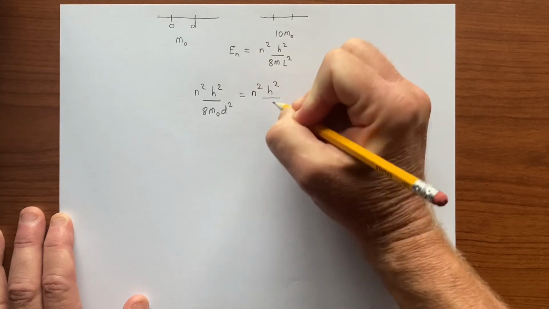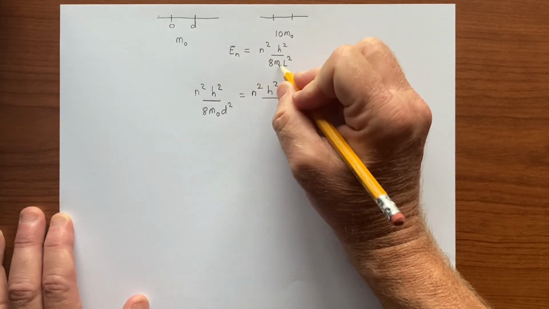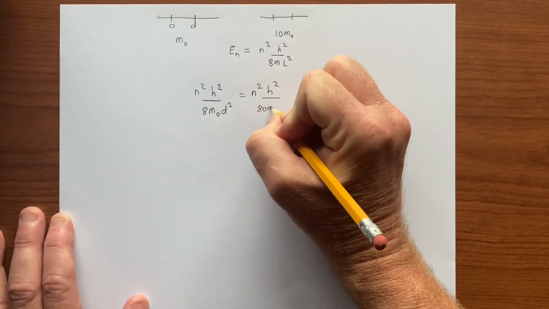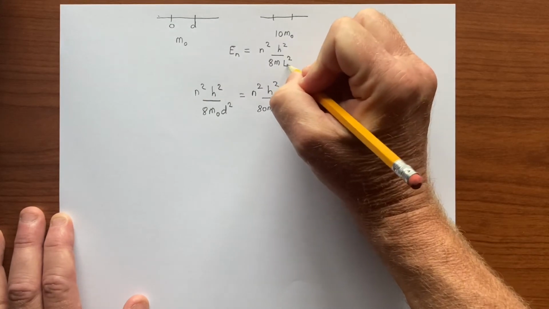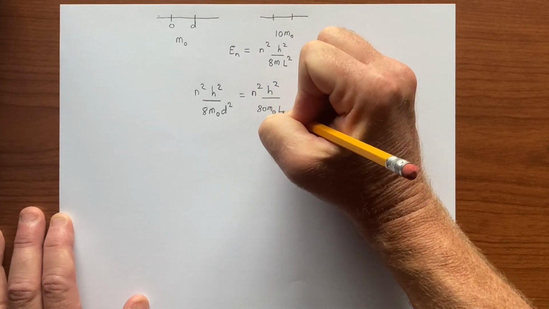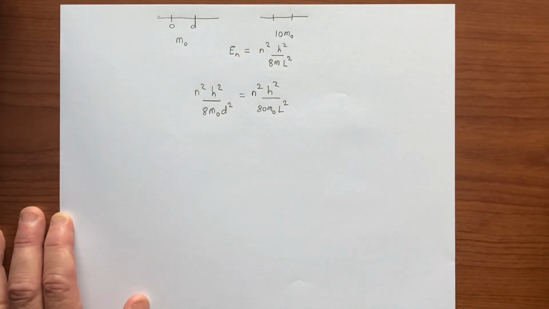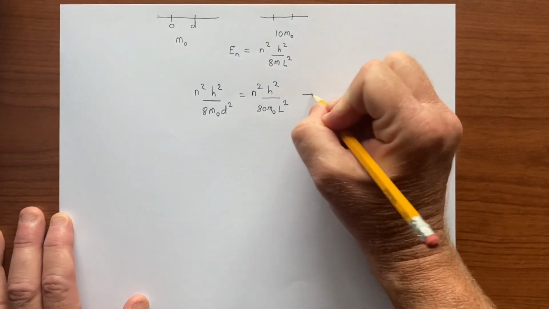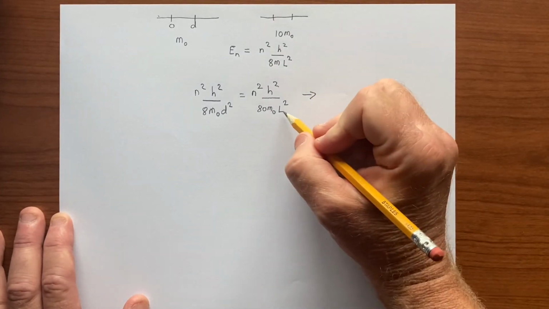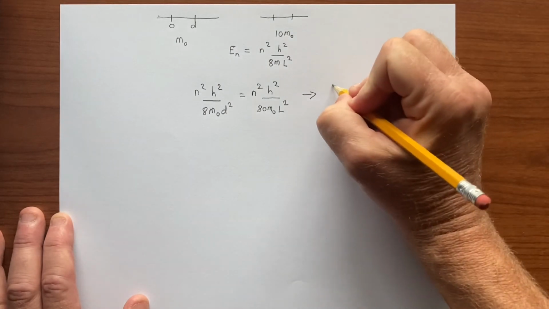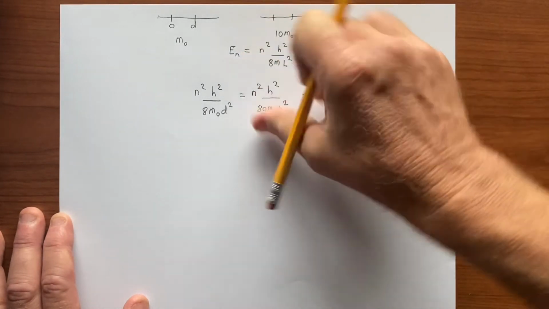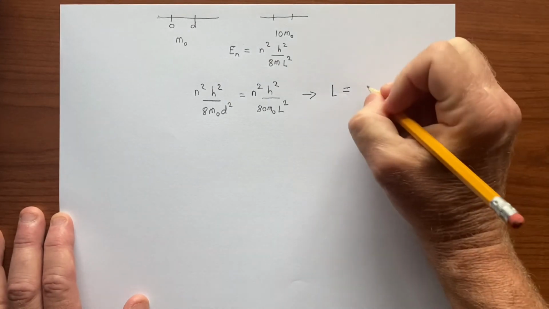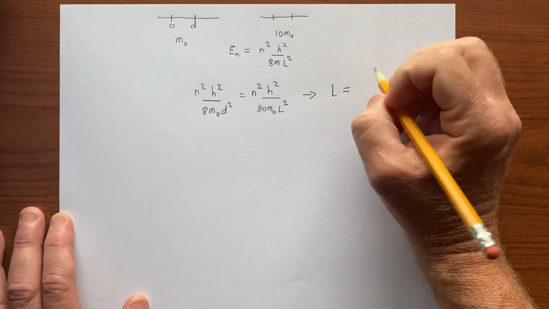And therefore, we have 8 times 10 m naught, so we get 80 m naught. And we want to find what this is, so this is the unknown, L, and we'll find what L is in terms of d. And so what follows from this is that we solve for L. And so we're basically flipping this. And so we get that L needs to be smaller than d.